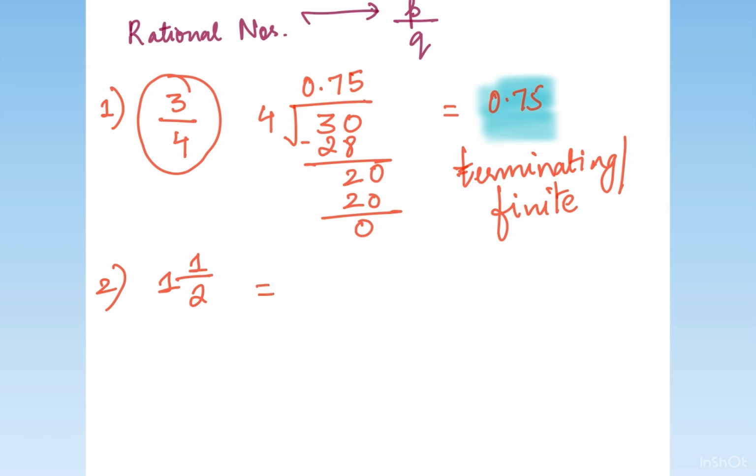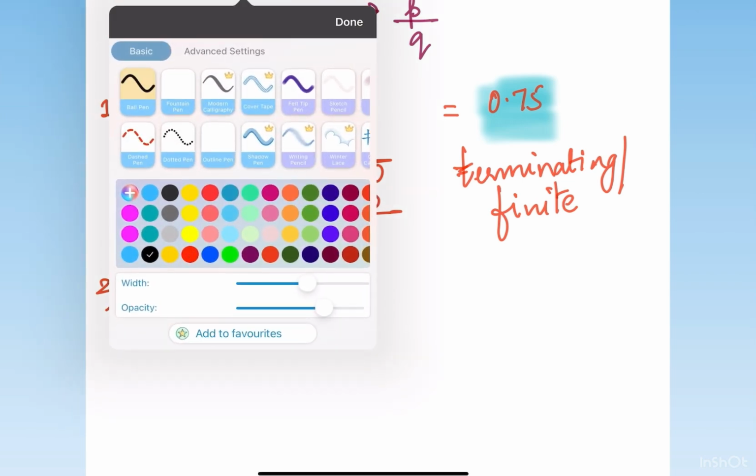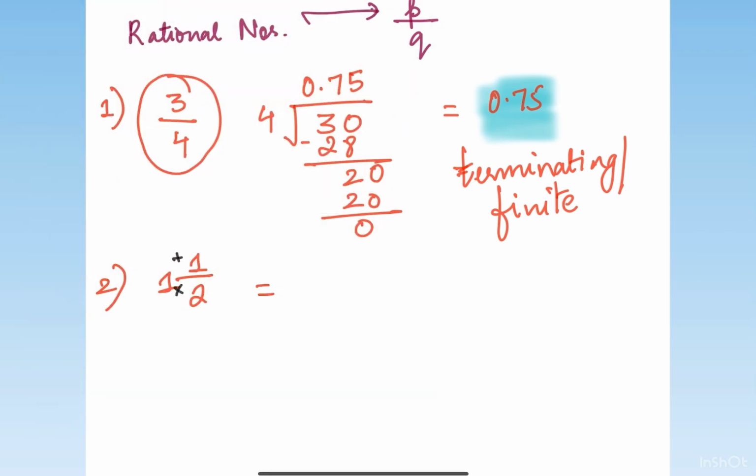So in order to convert a mixed fraction into an improper fraction, we are going to multiply 2 with 1, and then we're going to add the 1 in the numerator. So our denominator is 2. 2 times 1 is 2. 2 plus 1, we get 3/2. So like you see over here, the numerator is bigger than the denominator, which makes it an improper fraction.